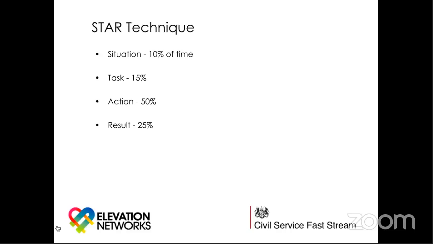And there's an addition, which is known as a reflection, i.e. what could you have done differently if the results weren't what you expected? Were there any lessons learned? Is there anything you would do differently? And if so, what would they be? That's something you can add.